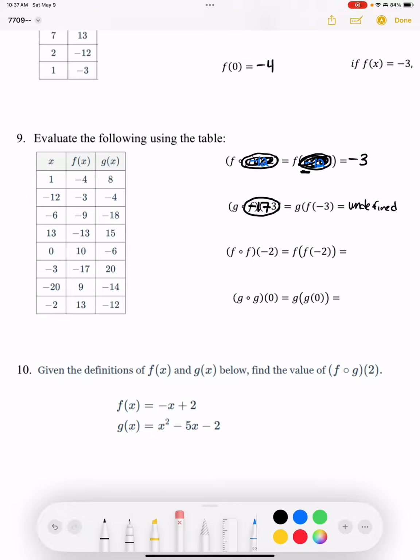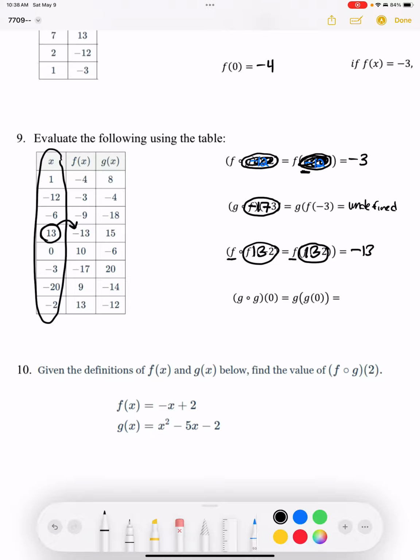f of -2. So first you're going to go to -2, and get the answer from f. So we start on the x, -2 is at the bottom, and the answer is 13. So this becomes a 13, or you can replace this one, positive 13. So now we start over. Okay, we start over from the x, from the input. Where is positive 13? In the middle. And it says f again, so your answer has to come from the f column again. So it is -13.